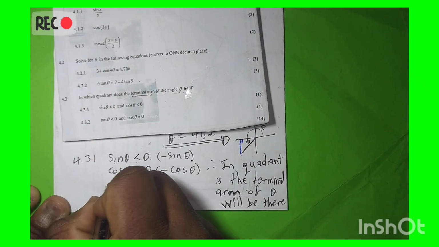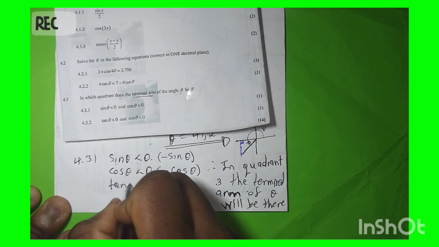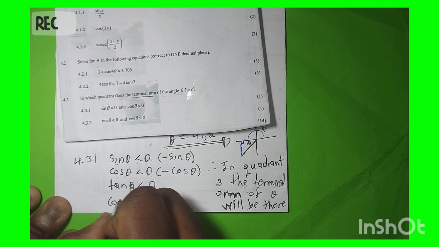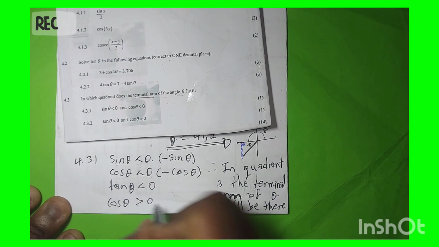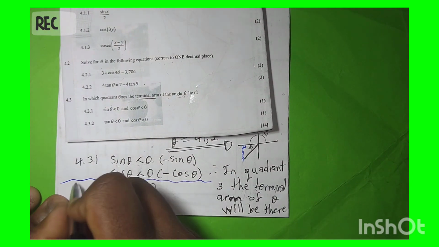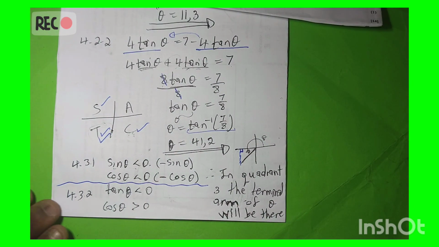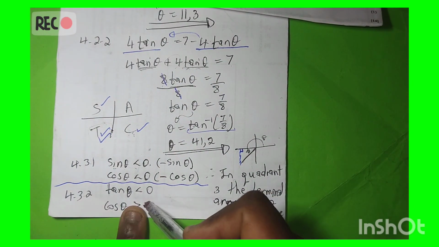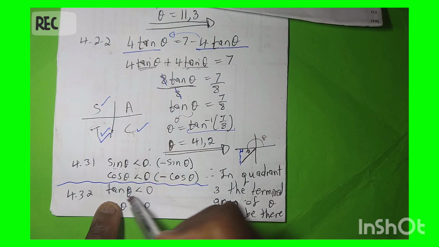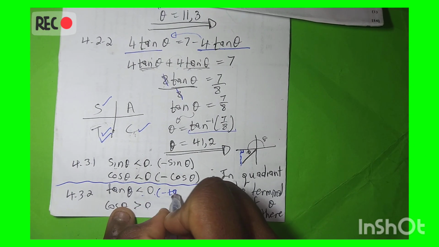You are given this information: tan theta is less than 0, and cos theta is greater than 0, bigger than 0. How will you answer this question? The key thing is to understand the information they gave you. They say that tan is less than 0, and something that is less than 0 is negative.